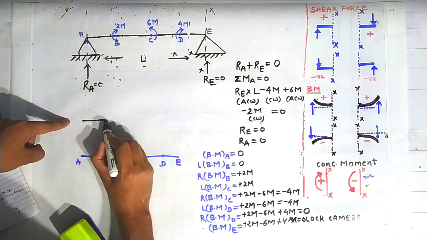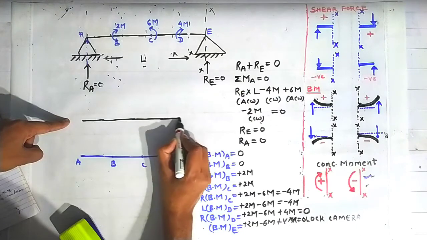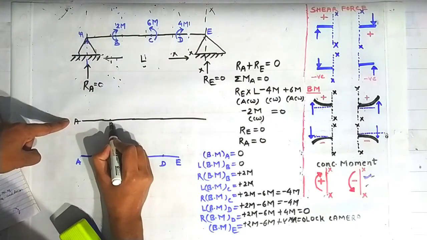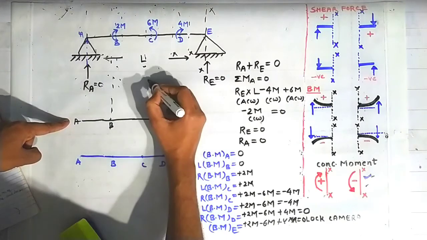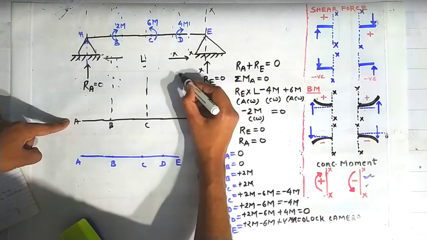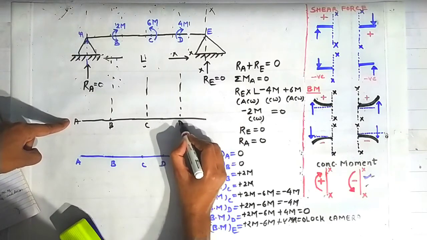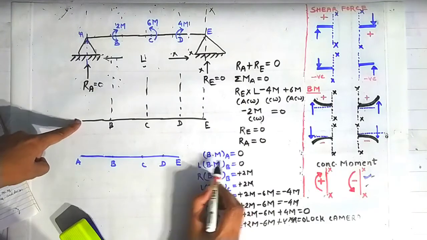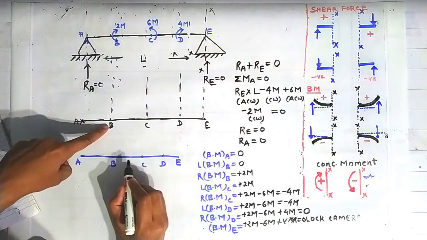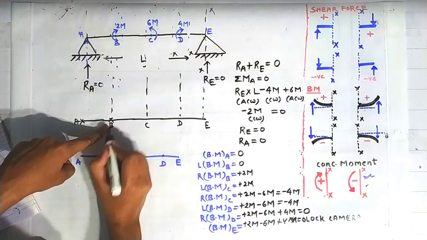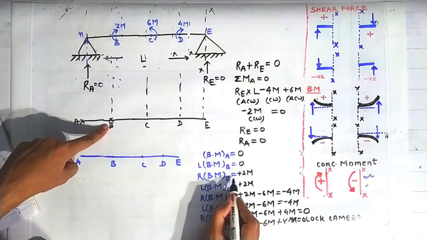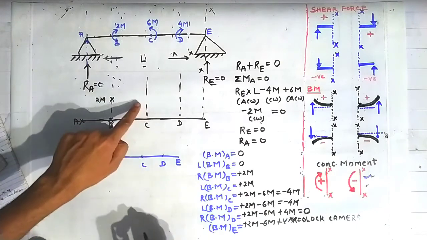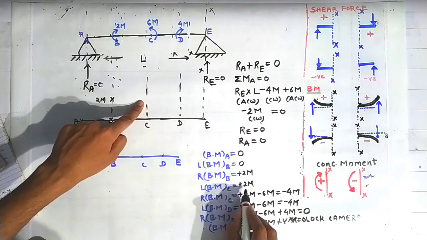Okay, so we will now draw the bending moment diagram. For that, we have to draw a line here up to the same scale as this AE. So this is the point A, this is the point B lying exactly below this point B, this is the point C lying here, this is the point D lying here, and this is the point E lying exactly below the point E. Now bending moment at the point A is 0. Bending moment on the left side of the point B is 0, and it is increasing to plus 2m on the right side of the point B.